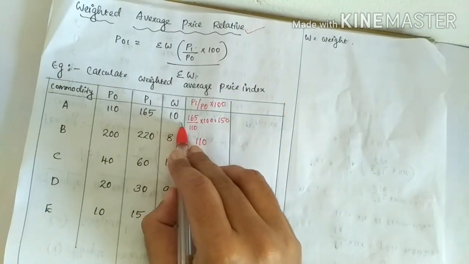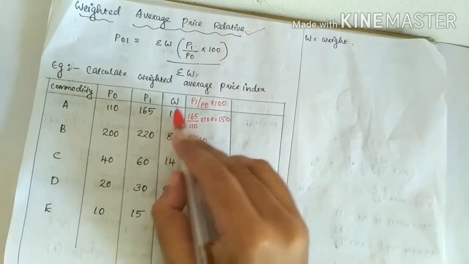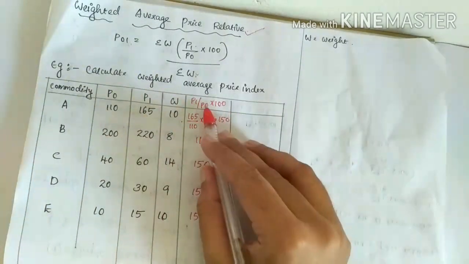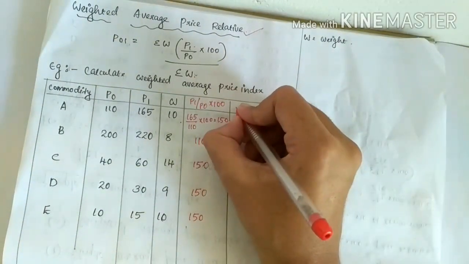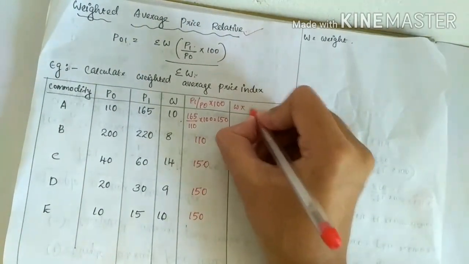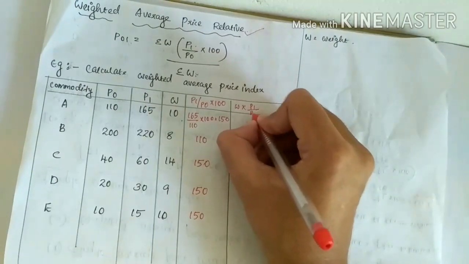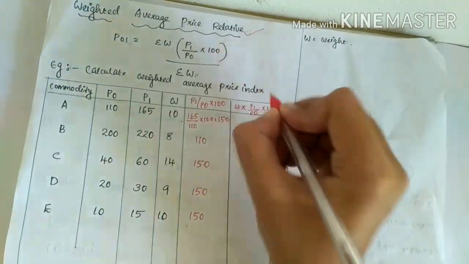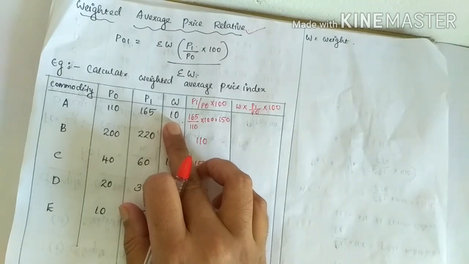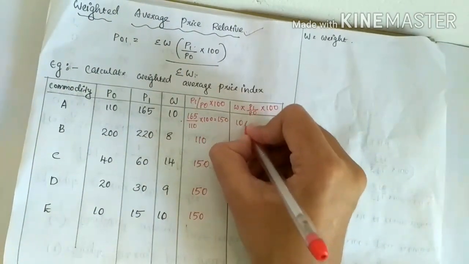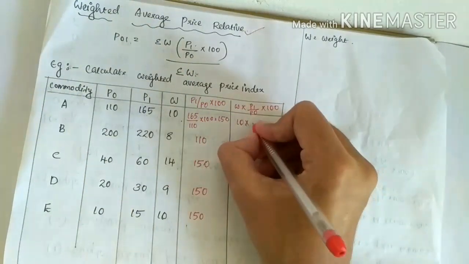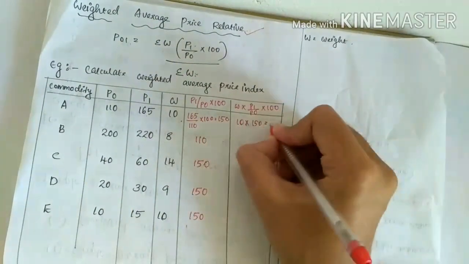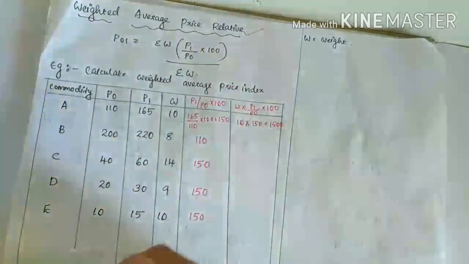After that, the next step is the P1 divided by P0 into 100 can be multiplied with the corresponding weight of the commodity. Here weight is given in the question. We already found out the P1 divided by P0 into 100. So next column you have to write weight into P1 divided by P0 into 100. Here the weight of the commodity is 10. 10 into 150 is equal to 1500.